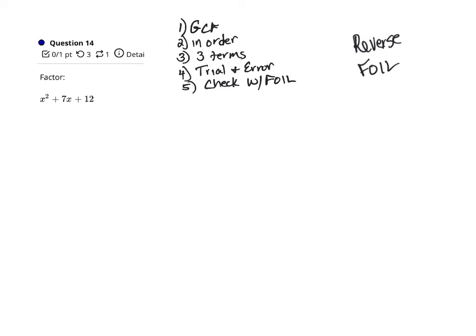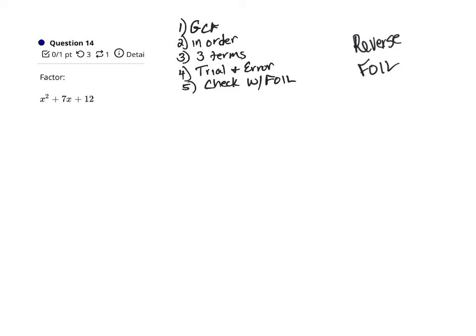First thing you want to do is look for greatest common factor, if there's something common that you can take out. So x squared, 7x, 12, nothing common there. There's not an x in every term. The leading coefficient is a 1, so there's no number you can take out other than a 1, and that's useless. And it is in order, highest exponent first, then x squared, x, and then constant term.